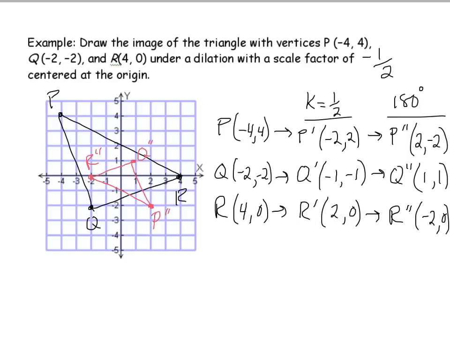So we've got all of that plotted out. Our PQR, our original triangle here, we did a scale factor of a half, so it shrunk down, and we did a rotation of 180 degrees. So this is what our image now looks like.